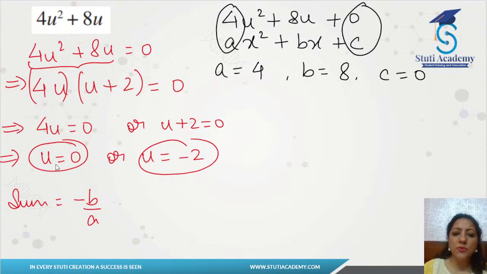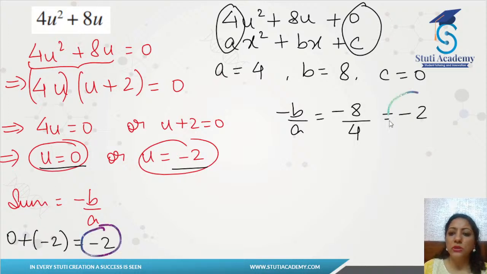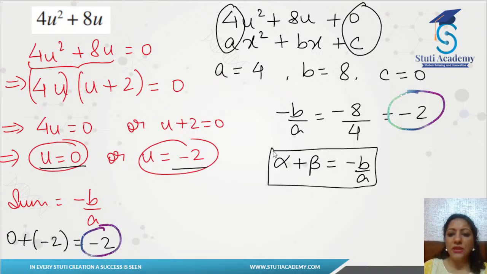The sum of the zeros, as we can see, is 0 plus minus 2, that is minus 2 only. And minus b by a, let us see what is minus b by a. Minus b by a is minus 8 upon 4, that's again minus 2. Now we have got the sum of the zeros both as minus 2. So that means we can say that the sum of the zeros, let's say alpha plus beta, is same as minus b upon a. So we have verified the first relationship between the zeros and the coefficients.